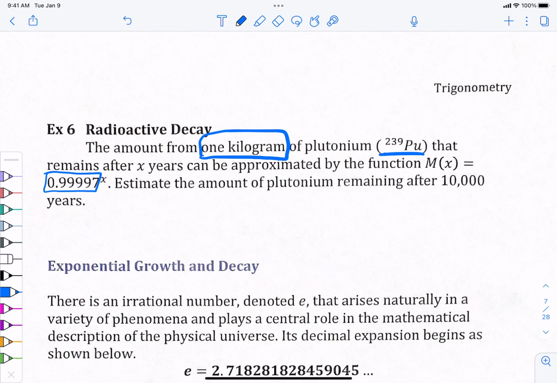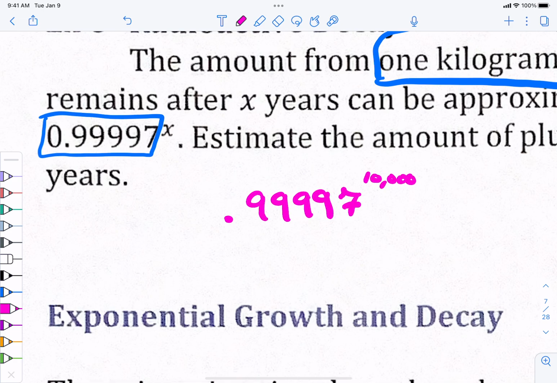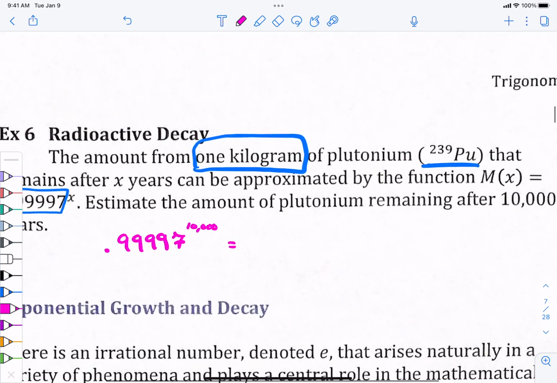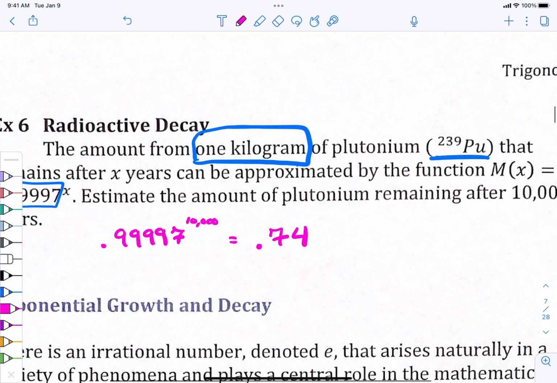What do we do? We plug in 10,000. So 0.99997, practice typing this in, to the 10,000 power equals, we're just plugging this in. How much plutonium is left? 0.74. What were we starting with? We started with 1.